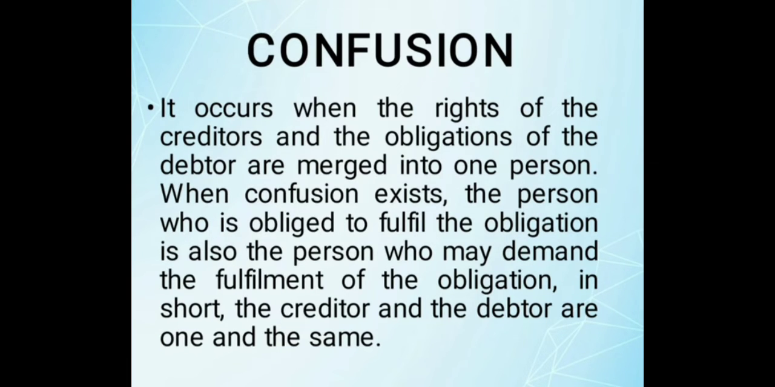Example, nanghiram si Luffy ng 10,000 kay Nami upang bumili ng bagong layag para sa kanyang bangka. Upang masecure ang obligasyon, naglabas si Luffy ng isang promissory note kay Nami na kumakatawan sa halagang siya ay humiram. Maya-maya pa ay bumili si Nami ng mga bagong damit mula kay Robin na nagkakahalagang 10,000 din. Ngunit nagbayad si Nami gamit yung promissory note ni Luffy.